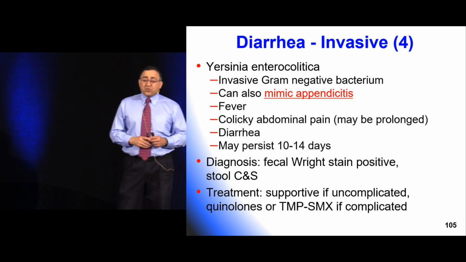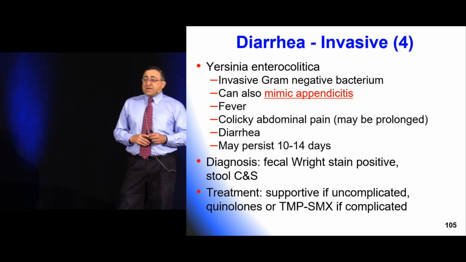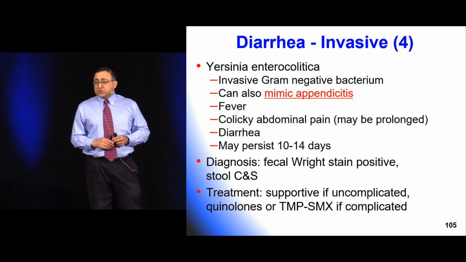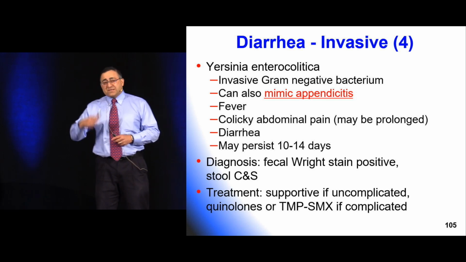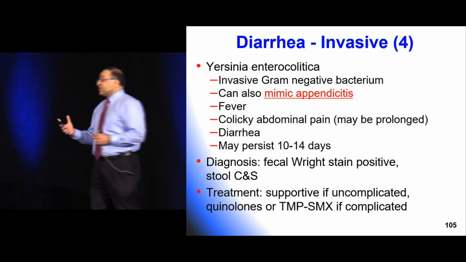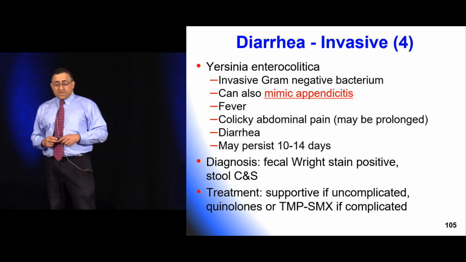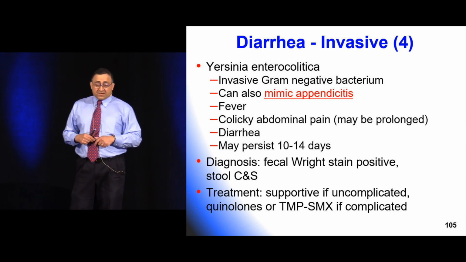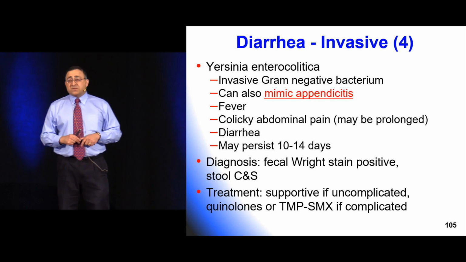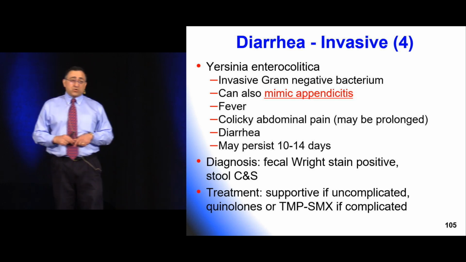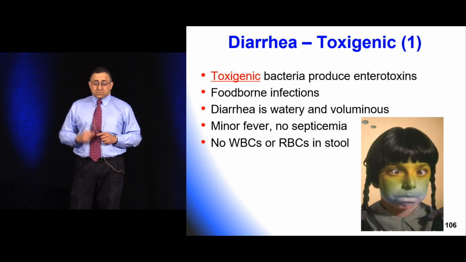Yersinia enterocolitica. Key thing here, it mimics appendicitis. Crampy abdominal pain, right lower quadrant pain. If they give you a patient that looks and sounds like appendicitis who also is having bloody diarrhea, think about Yersinia, all right? Again, white cells, red cells, bloody, and treatment is supportive, but you can treat these patients with quinolones or Bactrim can be helpful as well.